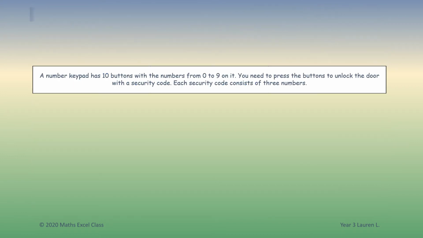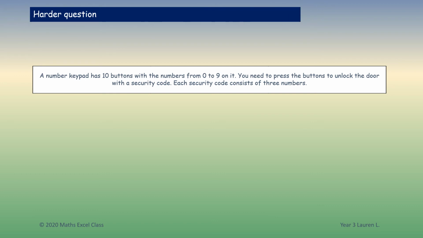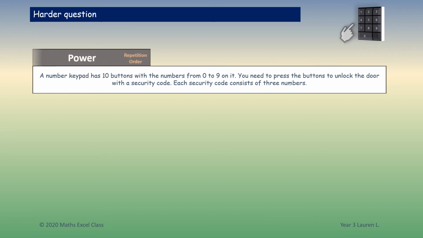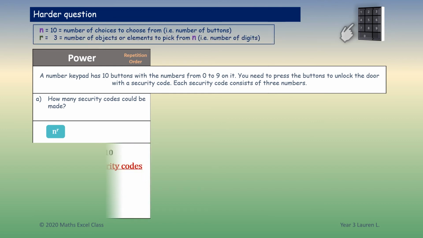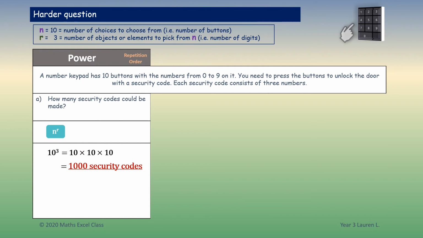Now we are solving the harder question. Remember, we have a keypad with 10 buttons with the numbers from 0 to 9 on it. Solving this question with power. A. How many security codes could be made? The formula is n to the power of r, which in this case is 10 to the power of 3, or 10 times 10 times 10, also known as 10 cubed. 10 to the power of 3 is 1000. In this question, in the case of power, the answer would be 1000.